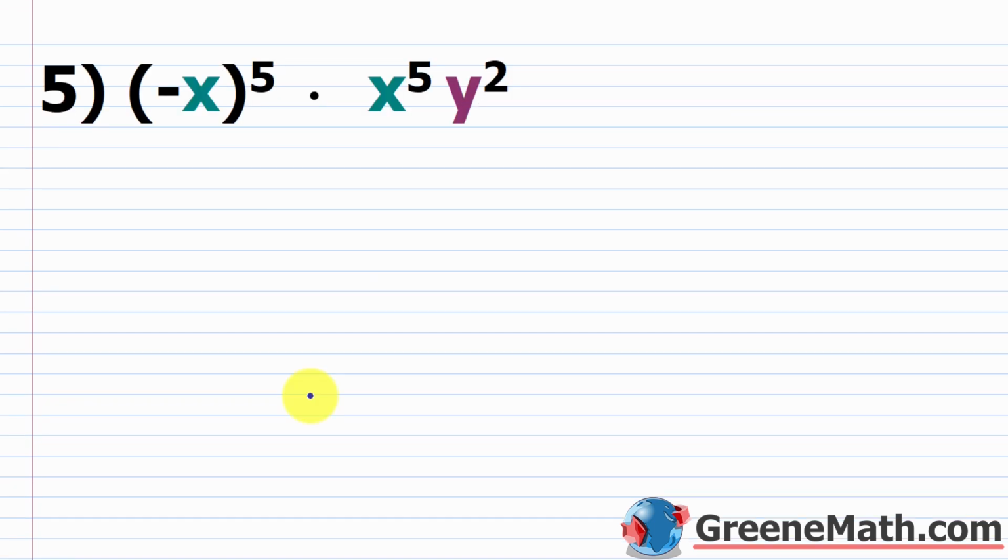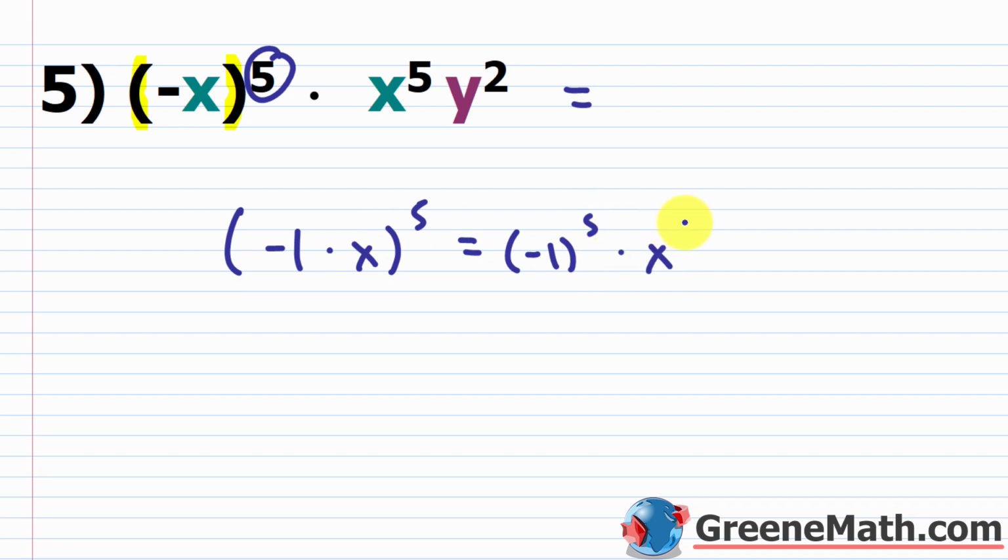All right, let's look at problem number 5. So inside of parentheses here, we have the negative of x being raised to the 5th power, and then times x to the 5th power y squared. So for this one, I'm going to start with this operation here. Notice how my negative and my x are wrapped in parentheses, but my exponent here is odd, okay? So it's just like I had -1 times x raised to the 5th power. This is really -1 to the 5th power times x to the 5th power.